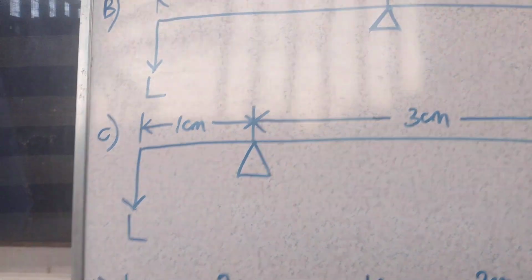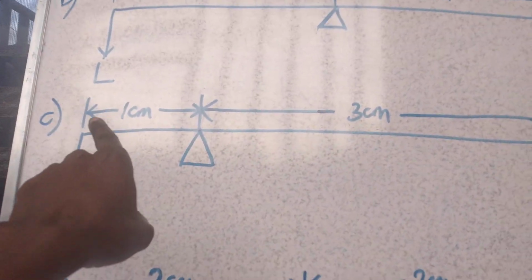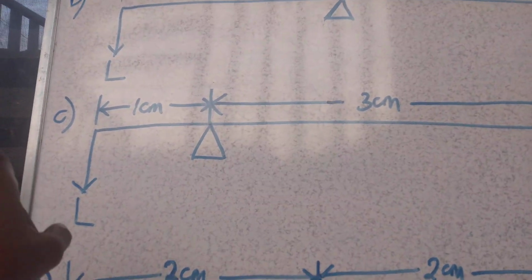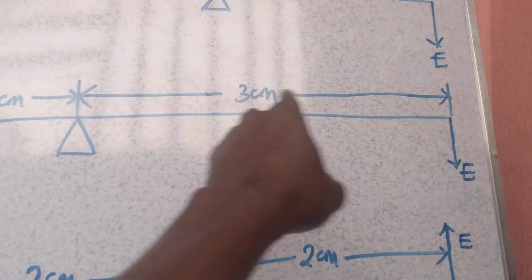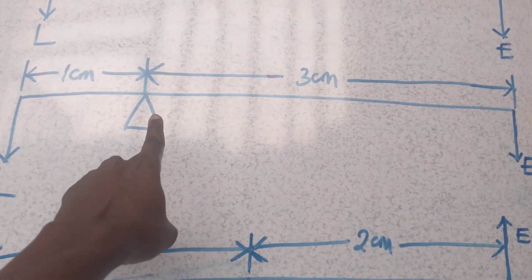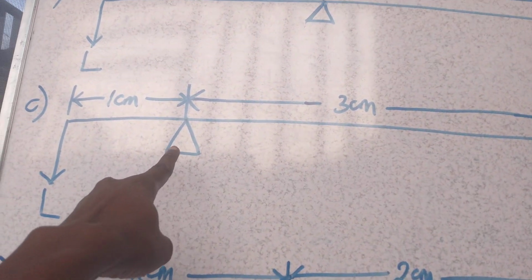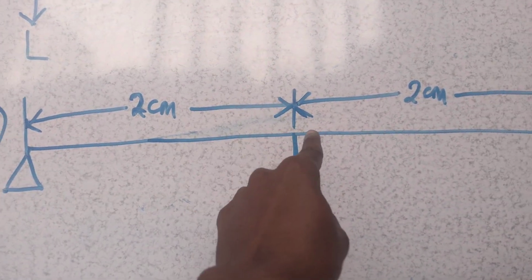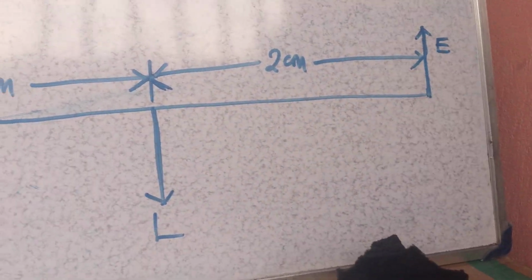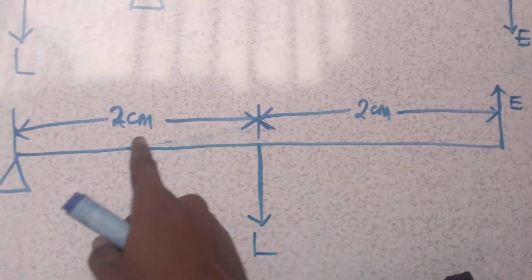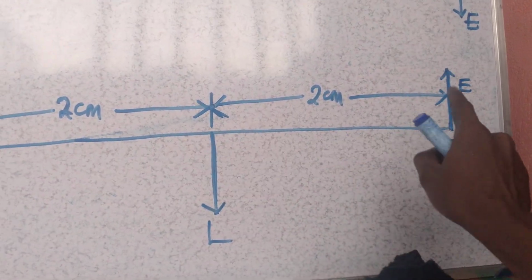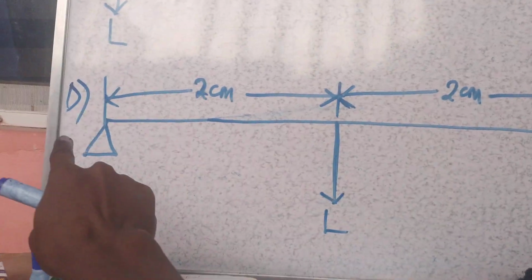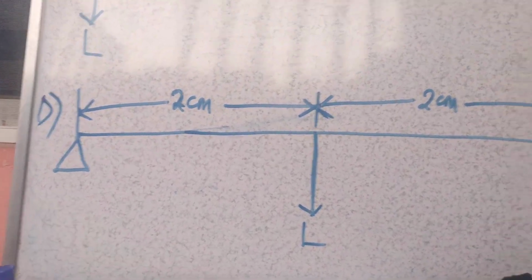Now let's look at the third option. Distance moved by load is 1 cm, and this is the load. Distance moved by the effort is 3 cm. This is the effort. This is the pivot or the fulcrum. Now distance moved by the load is 2 cm. The distance moved by the effort will be 2 plus 2. That's the distance from here to here. That's the pivot over there.